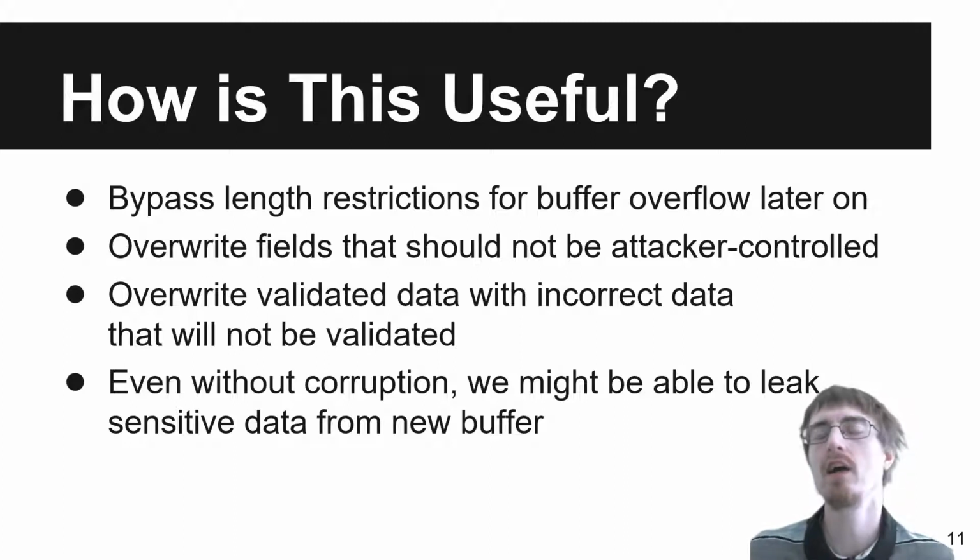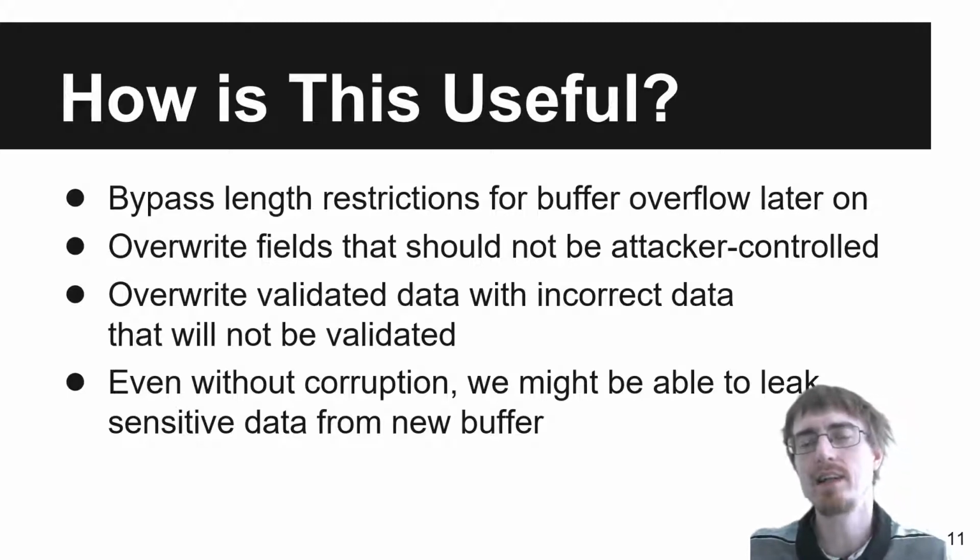Now, if we override some validated data with incorrect data that will not be validated, we also have this issue. So let's say that there's a path in the program and the path is overwritten by something else using the use after free. Then we are able to bypass authorization.